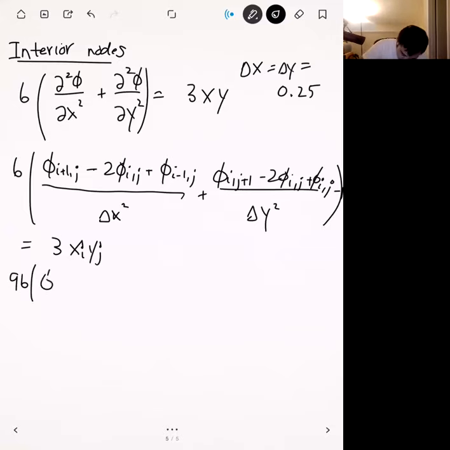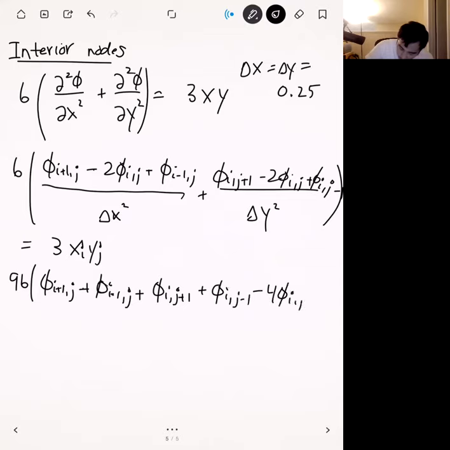phi i plus 1, comma j. I'm going to go ahead and combine the phi i, comma j terms: phi i, j plus 1 plus phi i, j minus 1 minus 4 phi i, comma j, and this is equal to 3 x_i y_j.